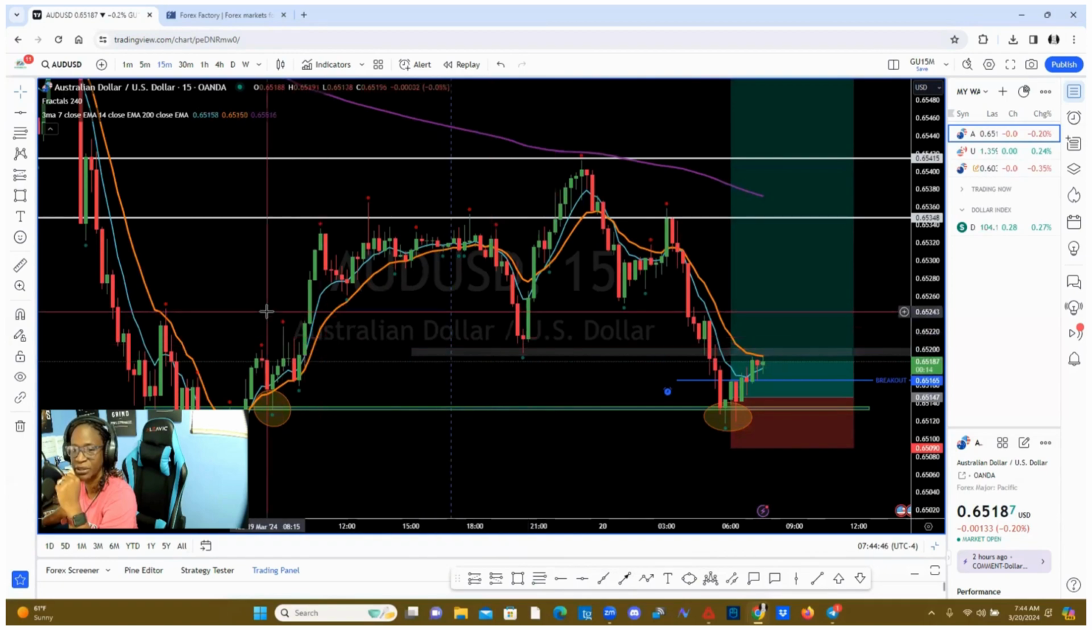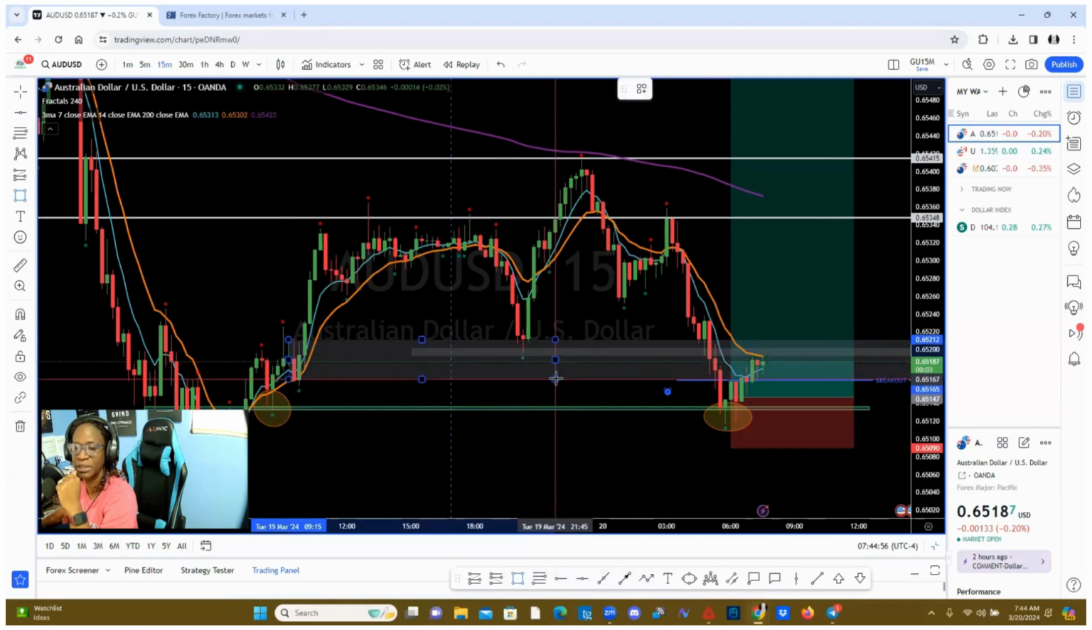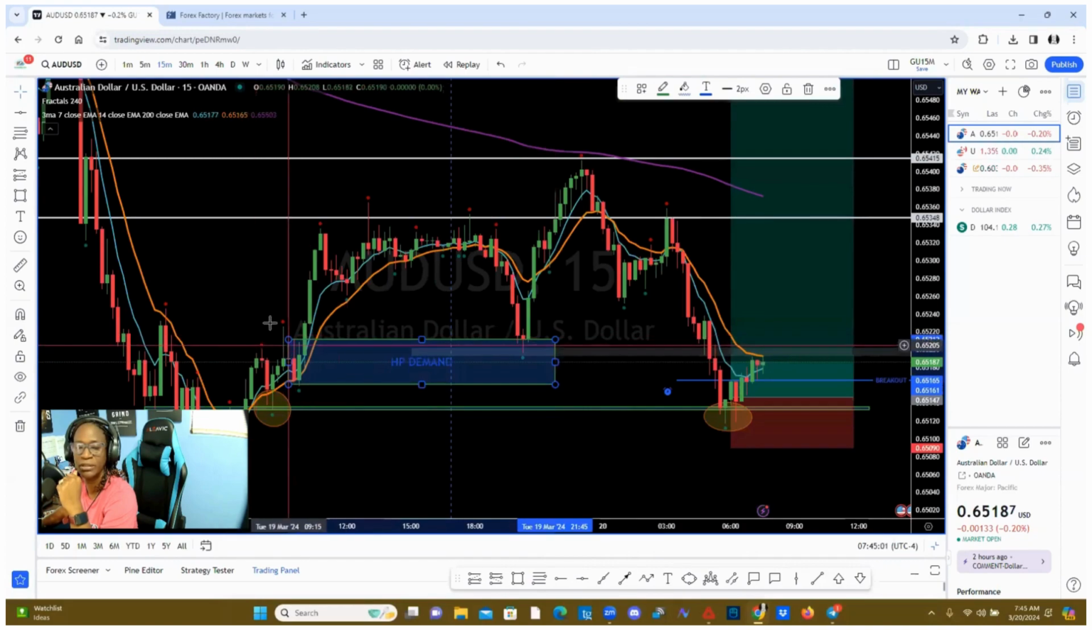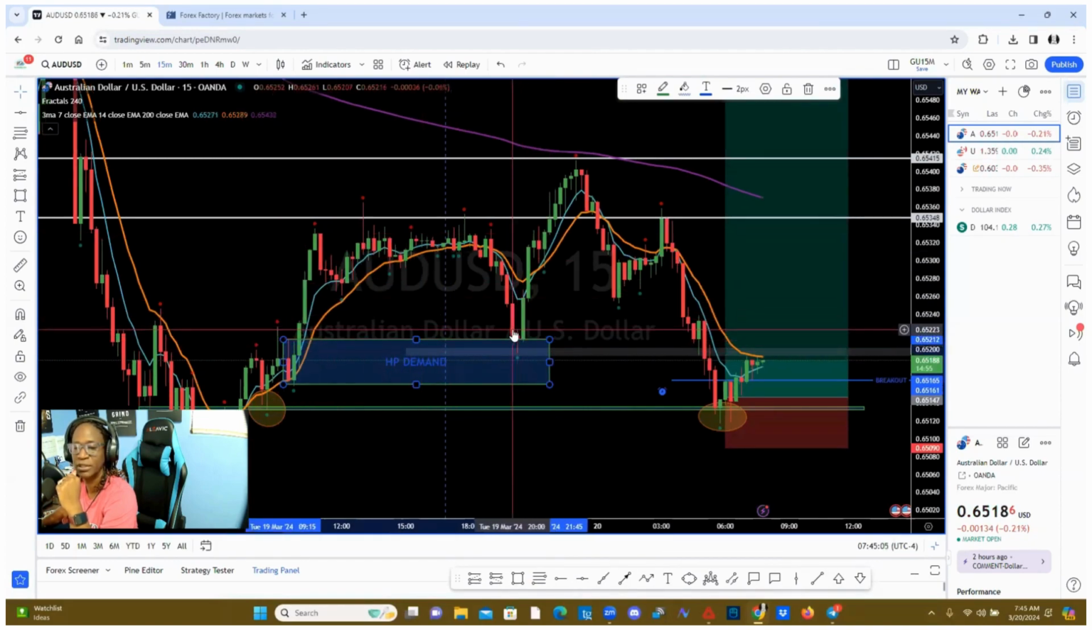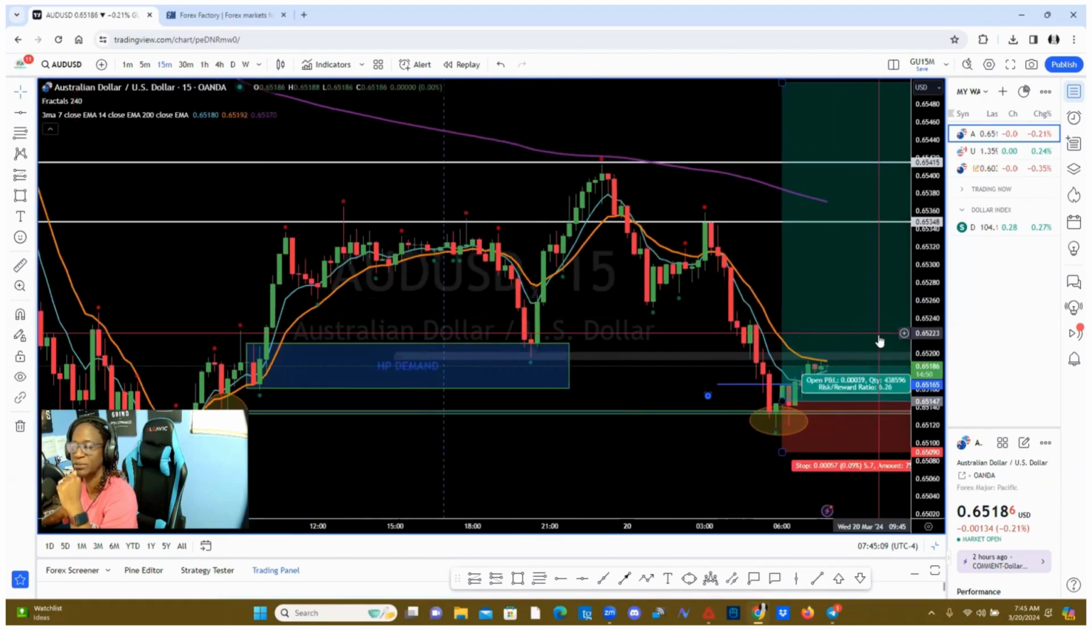Here's another example. This was just a break of structure. So this was a demand as well. Set up, broke structure here, and we had this area right here of demand. You could see it. Just want to show you right there, right? Broke structure, came back, and we wicked off and broke the highs.